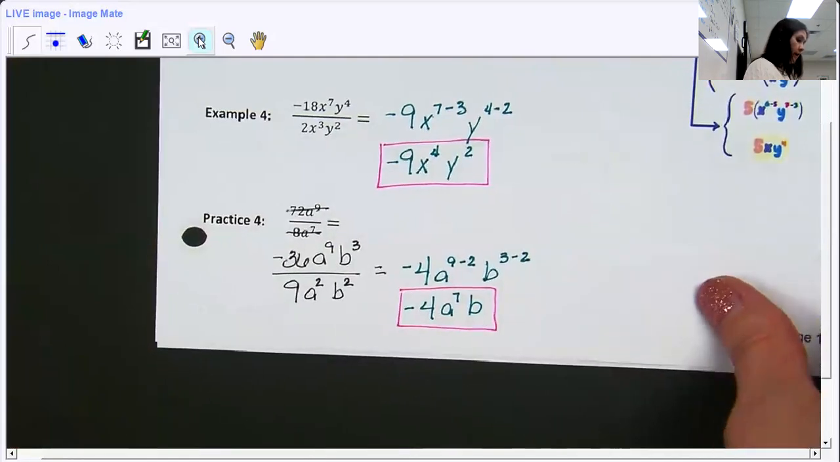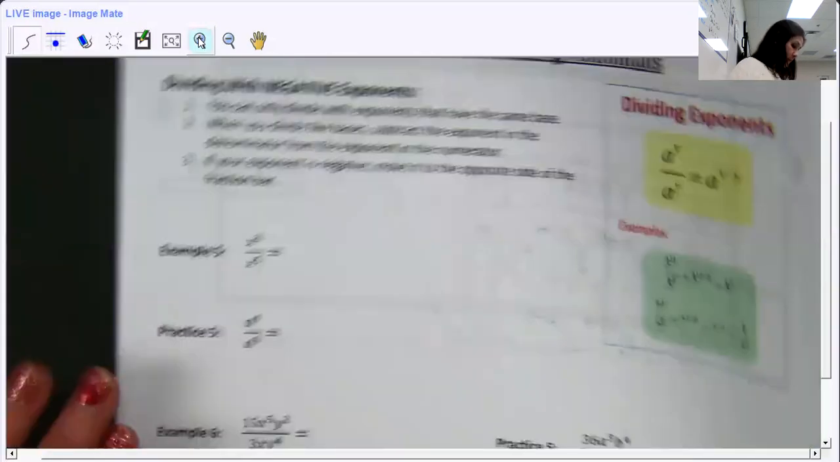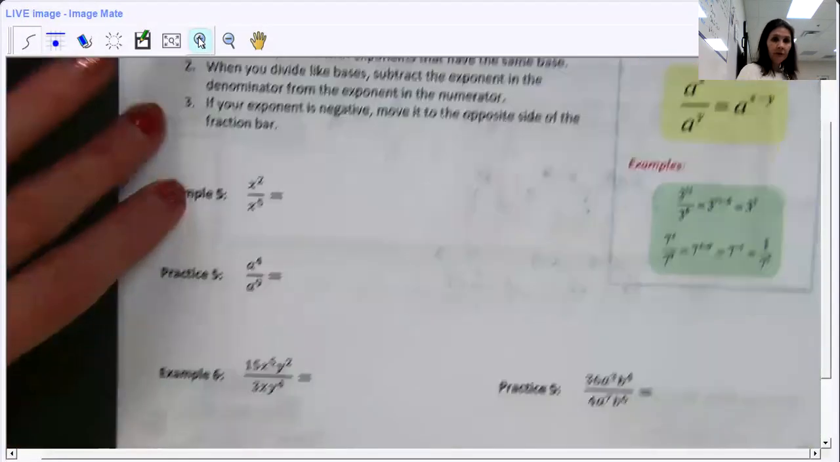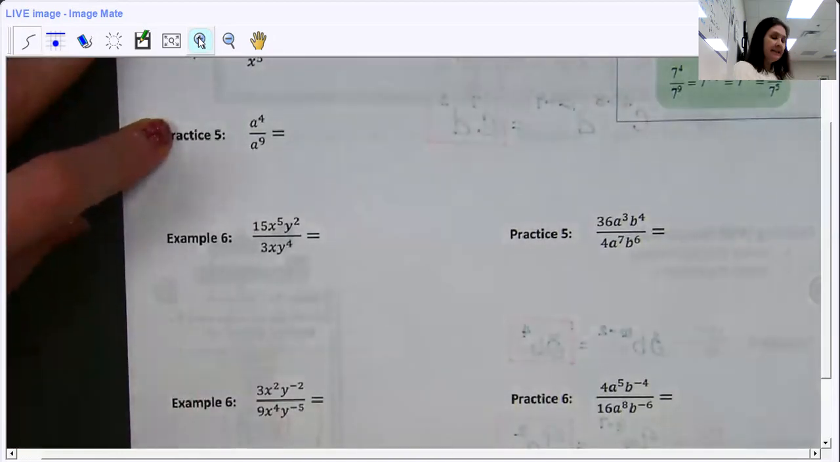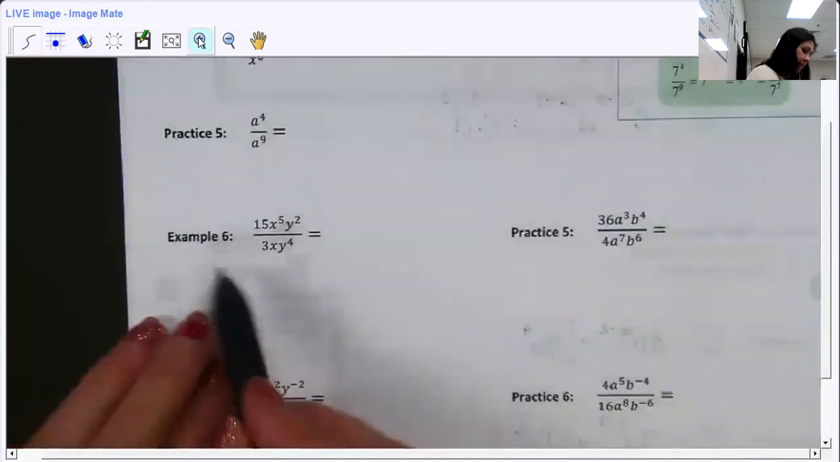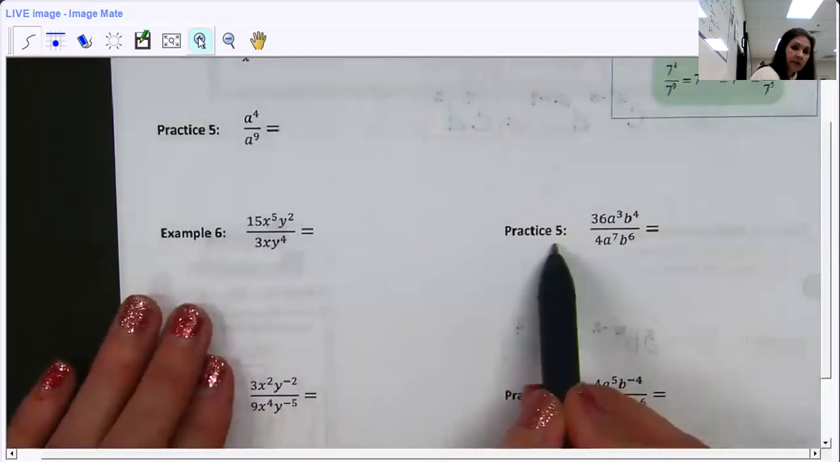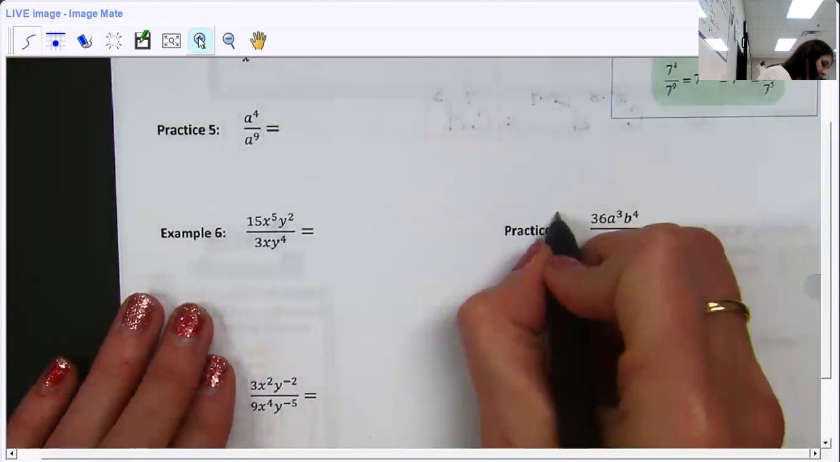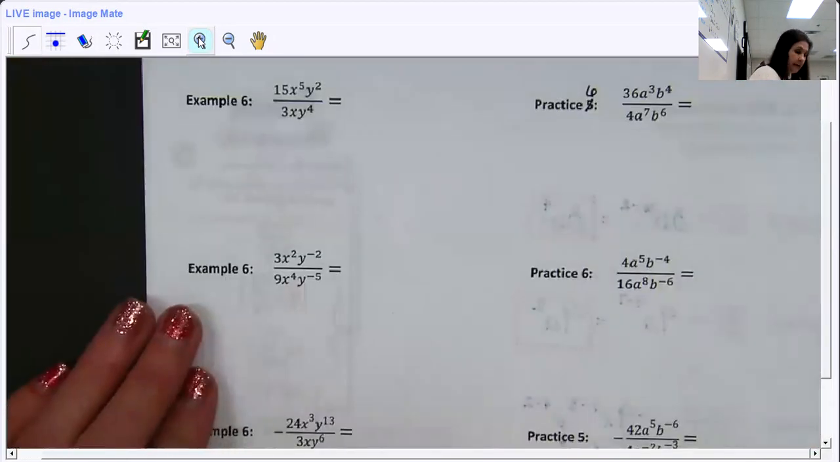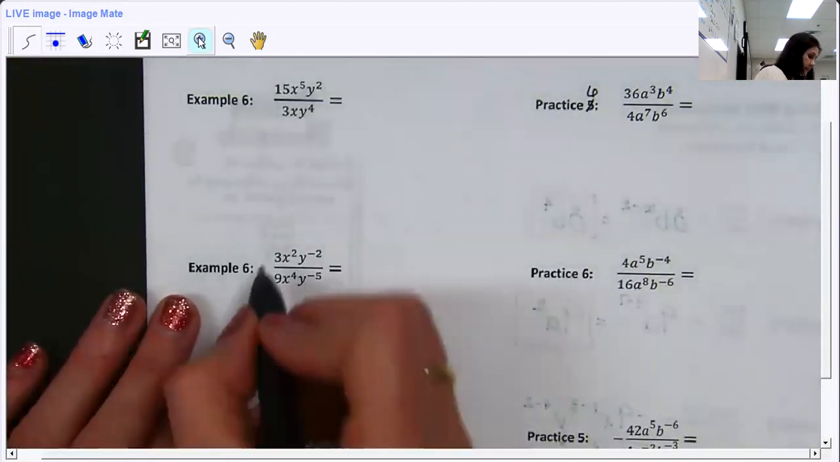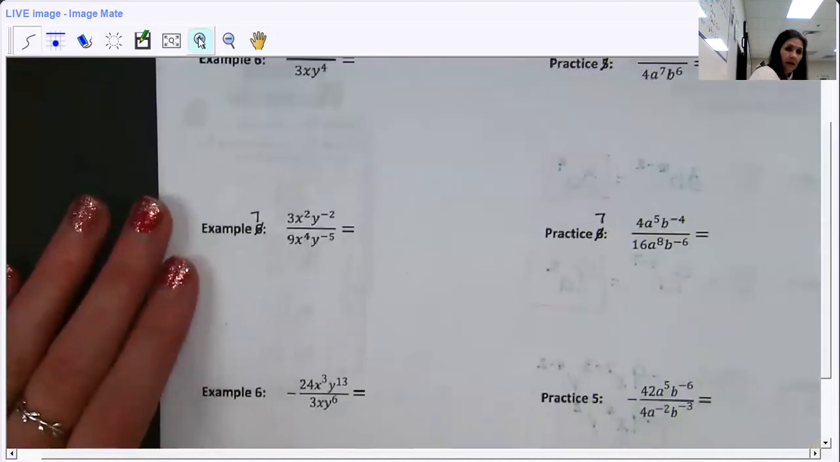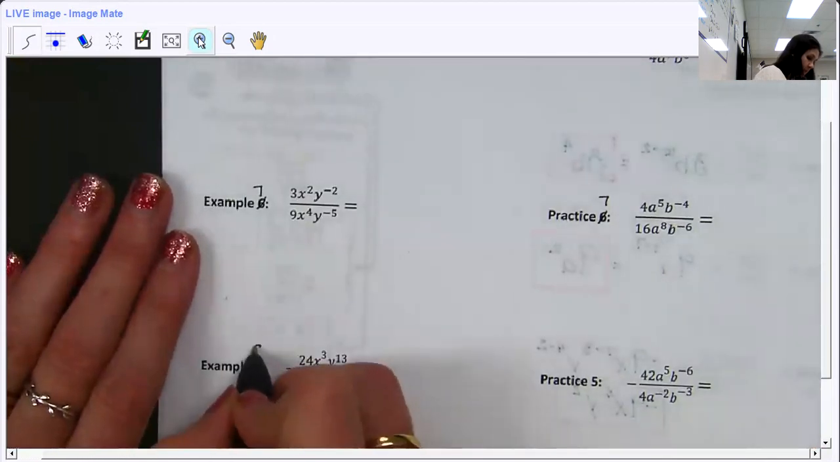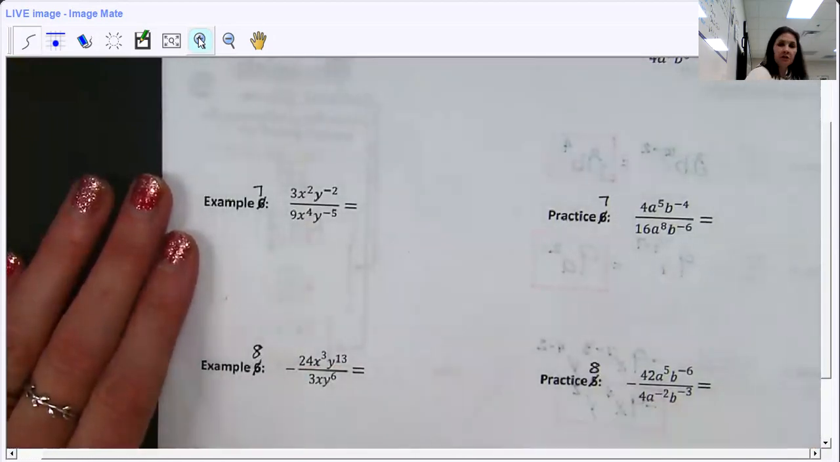All right, let's go ahead and move to the back. On this one, you're going to notice after we get through example and practice 5, we have 6, 5, 6, 6, 6, 5. We need to change those. So this is example 6. And over here where it says practice 5, I want you to cross that off and put practice 6. This one right here is example 7, and the one next to it is practice 7. And this one down here at the bottom is example 8 and practice 8. So if you just want to change those.